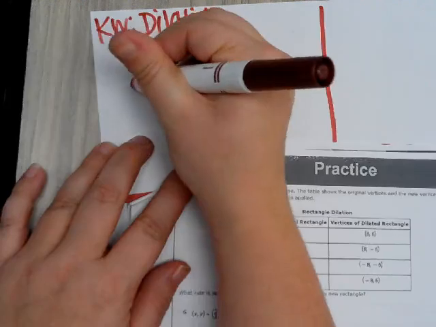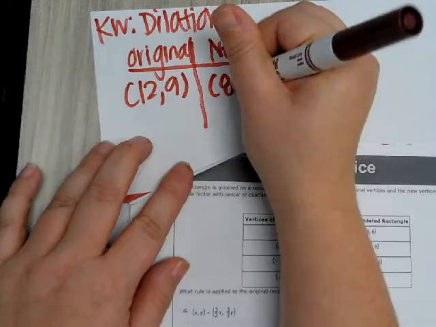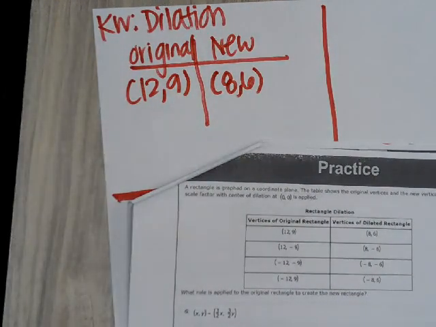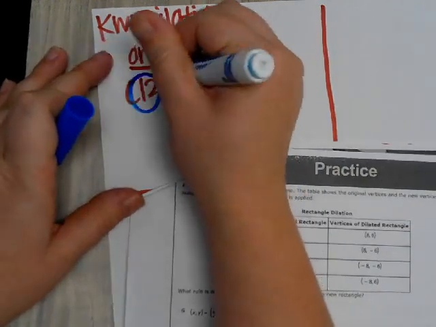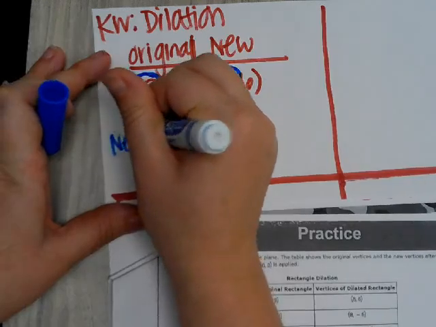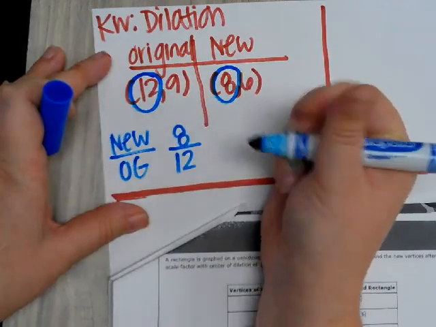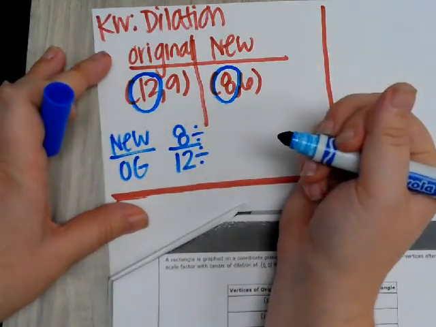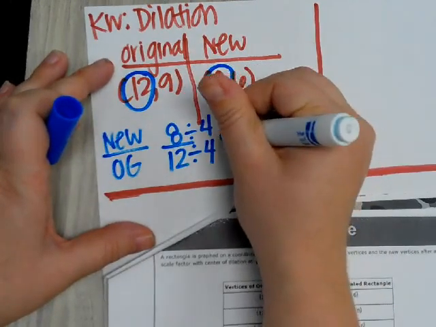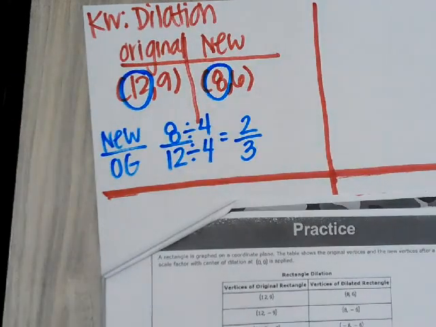Okay. My original is 12, 9. My new is 8, 6. I'm just going to choose 1 point. I'm going to use 12 and I'm going to use 8. Okay, I know my formula is new over original. So I'm going to do 8 over 12. I can simplify 8 and 12. I can simplify it by 2. I can also simplify it by 4. So I get 2/3. Look at your answer choices.